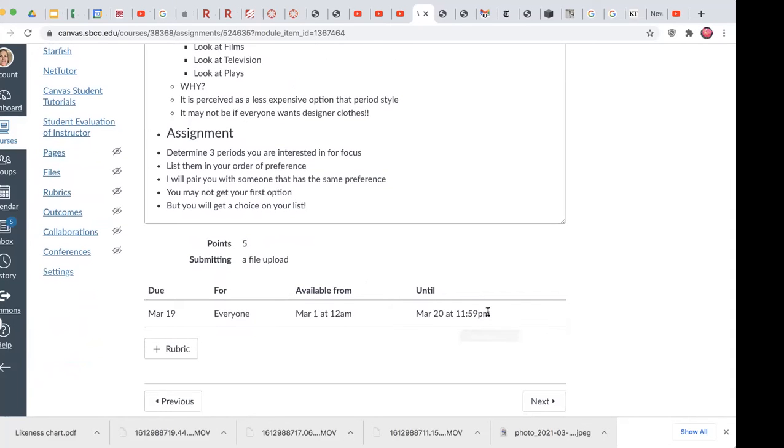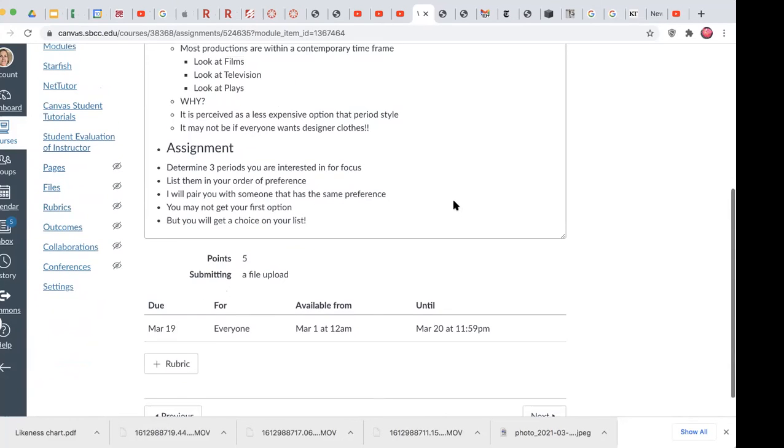And it's due this Saturday at 11:59 p.m. So please do that before Saturday so that you can go away to spring break with a clean heart, and then I can have all my grading done when we get back.